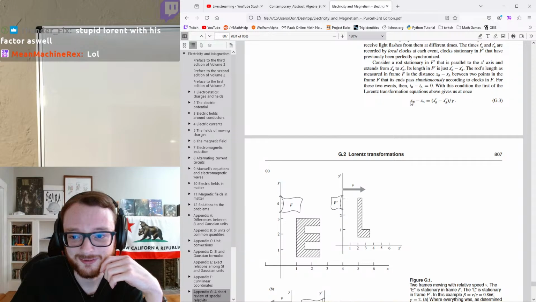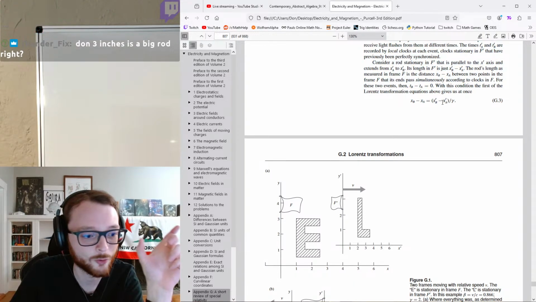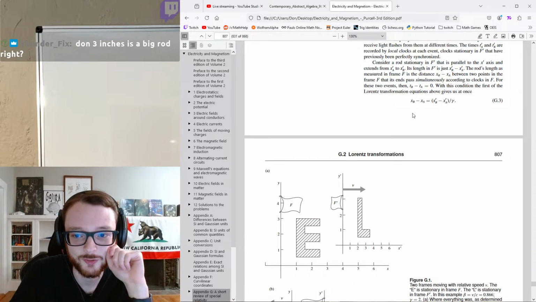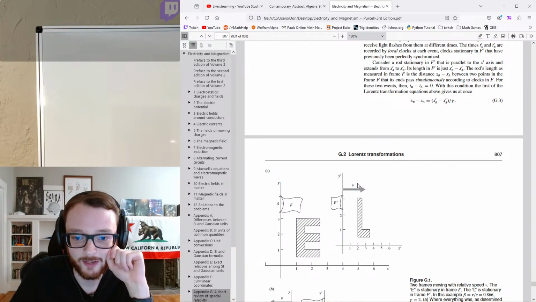And so I think in this formula, xb and xa and x prime b and x prime a are the coordinates of either end of the rod in each frame of reference. So the distance in one frame is equal to the distance in another frame, but divided by this gamma factor. And gamma depends on the velocity. More or less, it scales with the velocity.